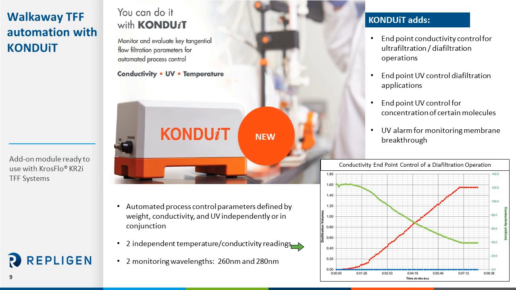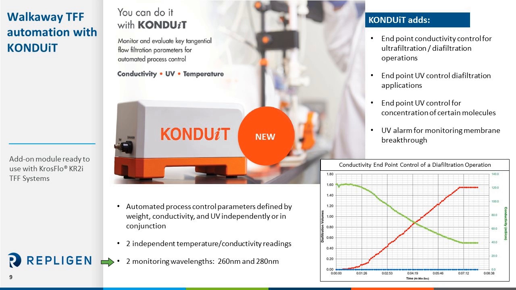With the launch of Conduit, KFCom is now capable of controlling your process via conductivity, UV, along with weight, either independently or in conjunction with one another. Conduit can support 2 independent temperature and conductivity readings, as well as 2 UV readings. Repligen is offering UV photometers at 260 and 280 nanometers. KFCom has also been updated to plot real-time data of conductivity and UV readings during your run.